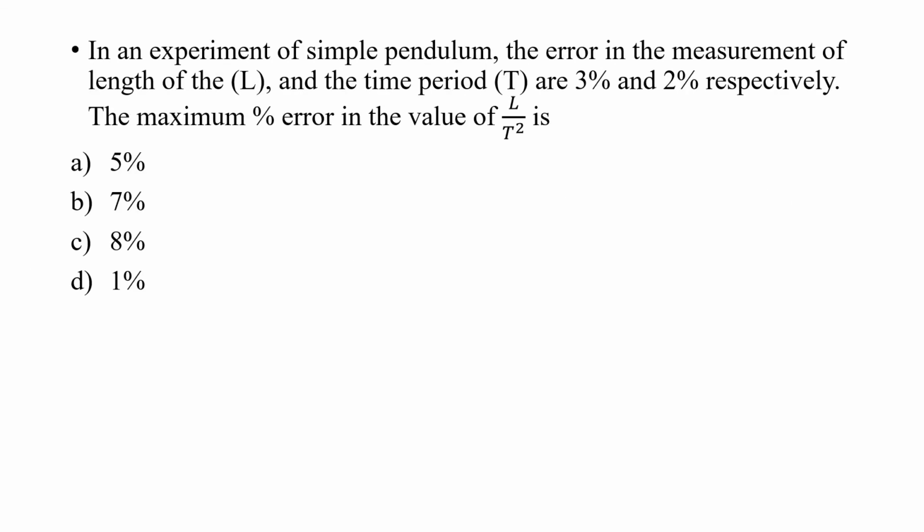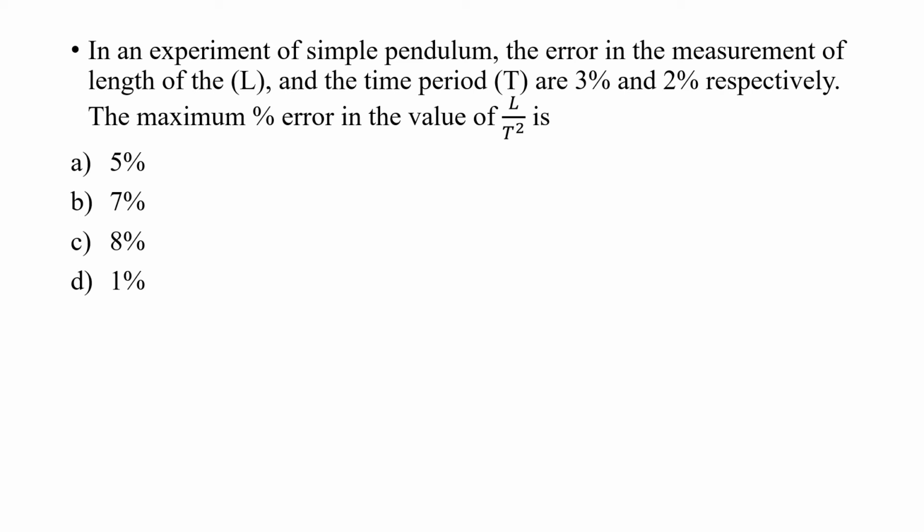Next question. In an experiment of simple pendulum, the error in the measurement of length L and the time period capital T are 3% and 2% respectively. The maximum percentage error in the value of L by T square is dash. I repeat the question: the error in length is 3% and in time period is 2%. The maximum percentage error in the value of L by T square is dash.